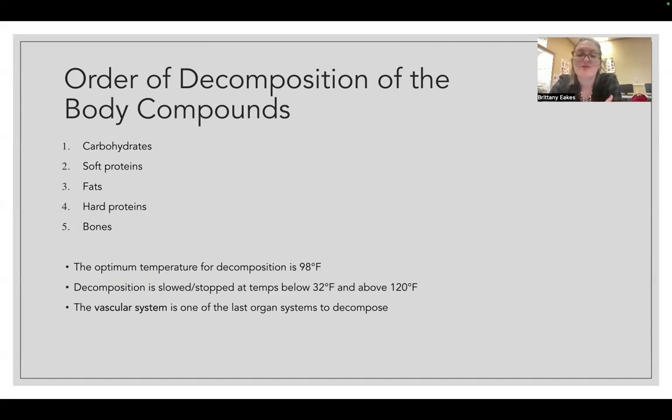Decomposition is slowed, or completely stopped, at temperatures below 32 degrees. Of course, you never want to freeze a body. If you place a body in refrigeration, you need to maintain it above freezing temperature. But also decomposition would be stopped at temperatures above 120 degrees. The optimum temperature for decomp is 98.